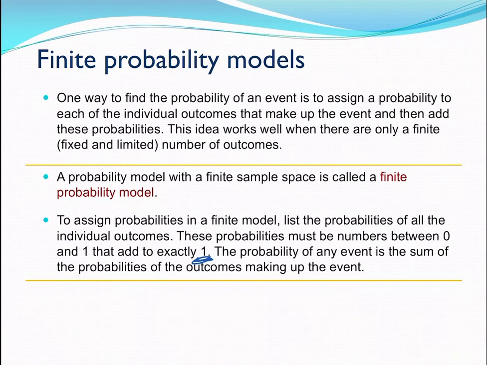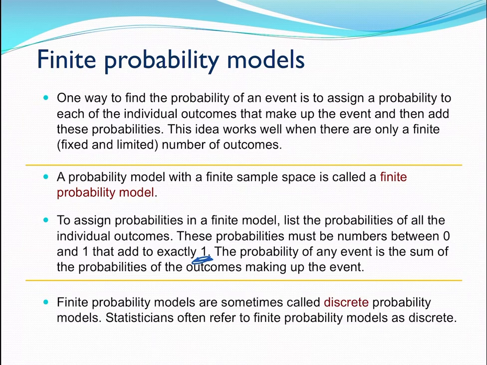And the probability of any event is the sum of the probabilities of the outcomes making up this event. We know that to be true. That's one of our rules. Finite probability models are sometimes called discrete probability models, and statisticians often refer to finite probability models as discrete.